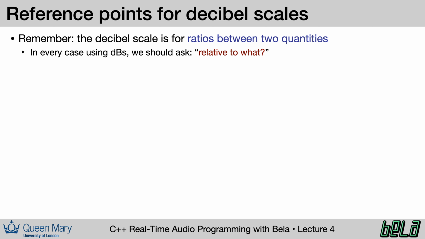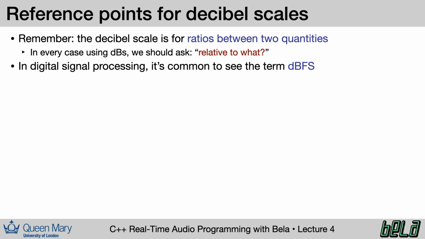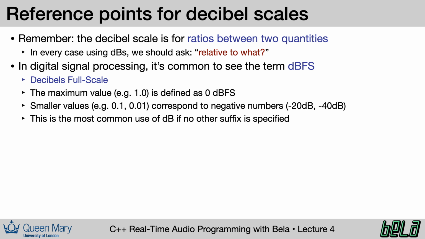Now, I want to emphasize that the decibel scale is about ratios between quantities. So, in every case where we use dBs, we should always be asking, dBs relative to what? And there's lots of different answers to this question. In digital signal processing, we'll often use a term called dBFS, which stands for decibels full scale. What we're saying is, by definition, 1.0 is defined to be 0 dB full scale. So smaller values would have negative decibel numbers, and larger values would have positive decibel numbers.